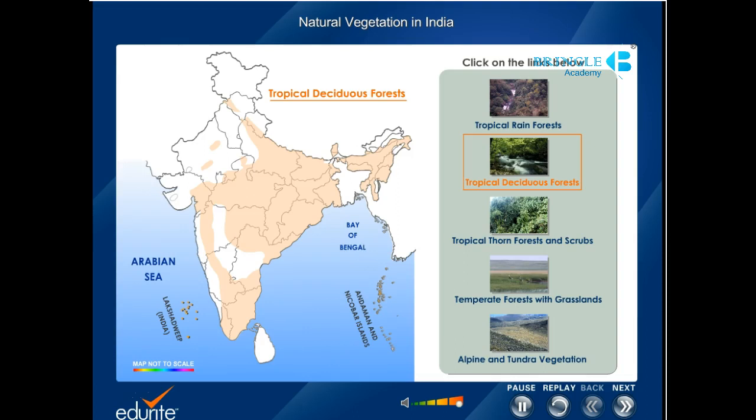The dry deciduous forests are found in areas having rainfall between 100 and 70 centimeters. These forests are mainly found in some parts of the Peninsular Plateau and plains of Bihar and Uttar Pradesh. A large part of this region has been cleared for cultivation and some parts are used for grazing.